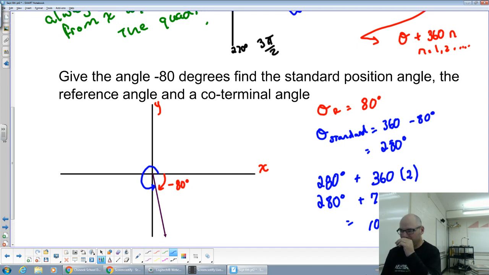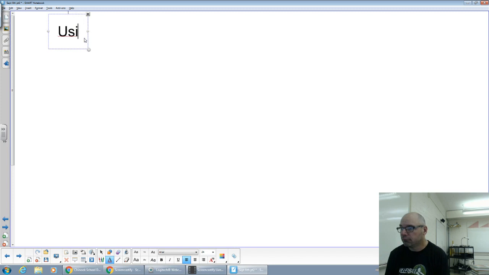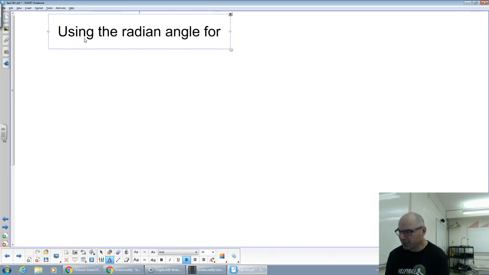So the last thing we have is the last example, and then I'll give you some practice today, and hopefully I'll keep this under a reasonable amount of time. Our last objective, if we flip the page here, is to look at using the radian angle formula. Key thing here is to remember the angle must be in radians.